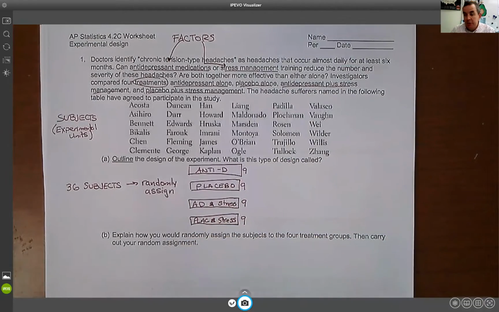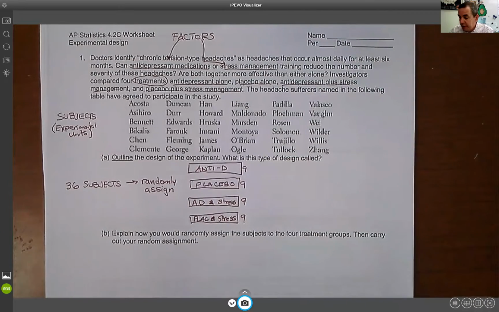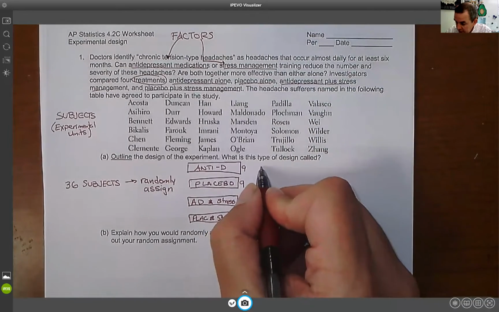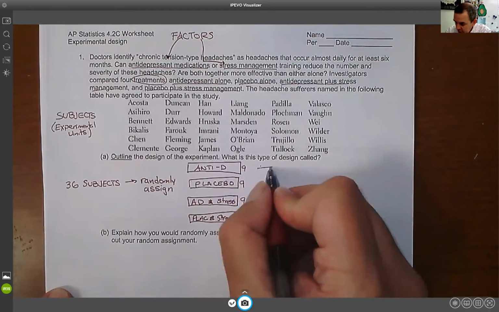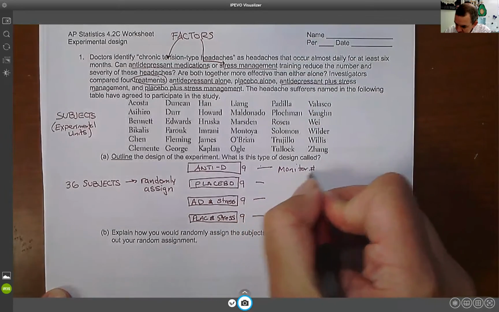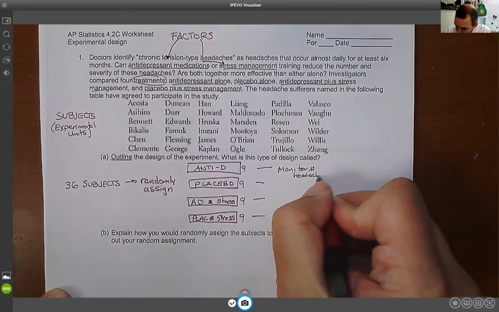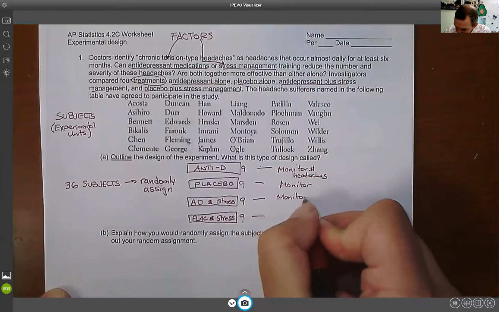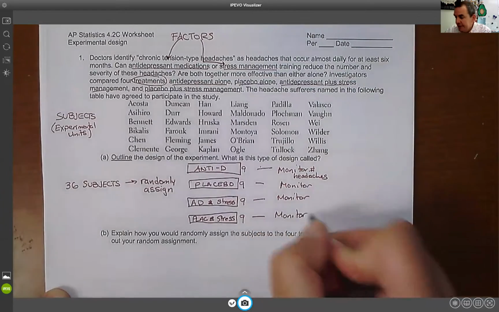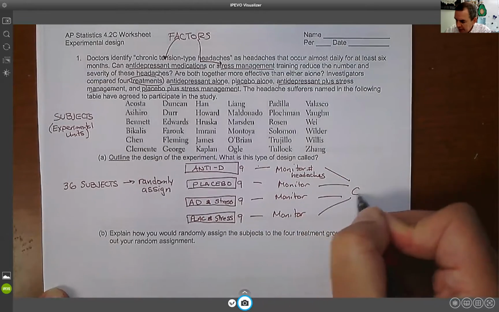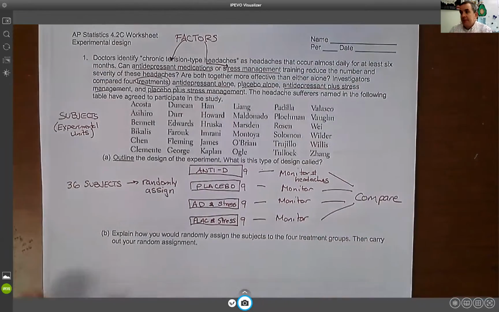And then I'm going to watch them. I'm going to let them go through the process, where they're going to tell me how many headaches they have. So I'm going to monitor these people. At the very end, on all of these groups, I'm going to monitor the number of headaches. Okay, now at the end, I'm going to make a comparison. I'm going to compare the 4 results, and I'm going to see what happens.